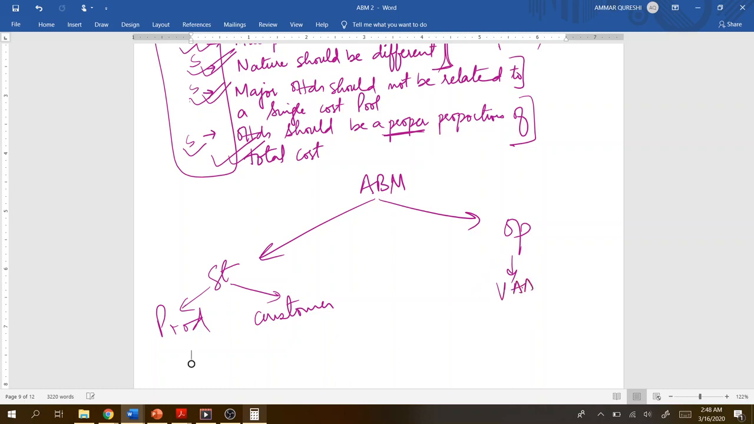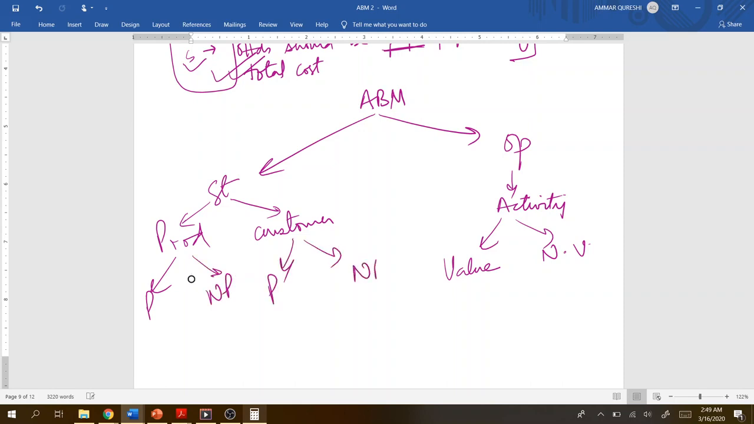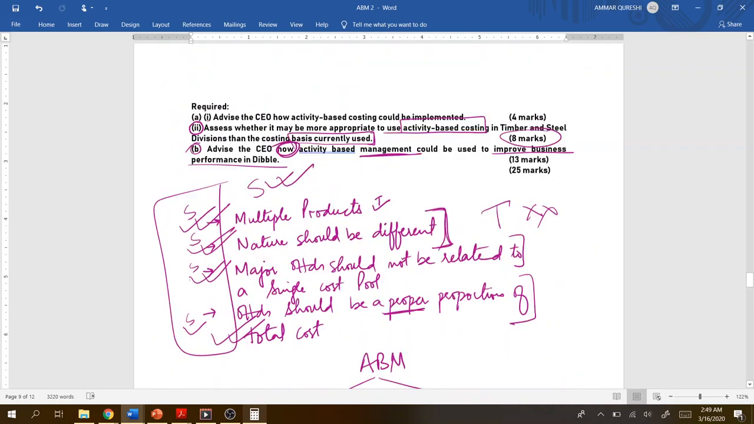And at the operational level, it's activity related. We need to identify which activity is value added activity, which activity is non-value added activity, which products are profitable, which products are not profitable, which customer is profitable, and which customer is not profitable. And if a customer is not profitable, or if a product is not profitable, we need to identify whether we should continue with that product or that customer or not, right?